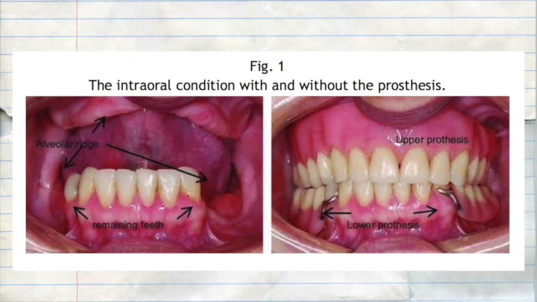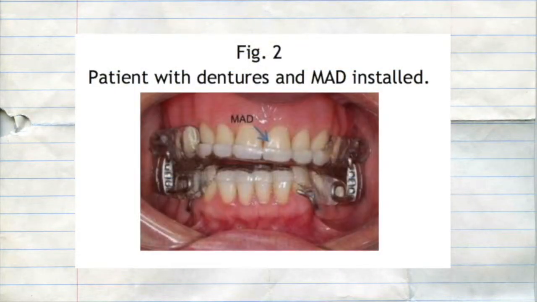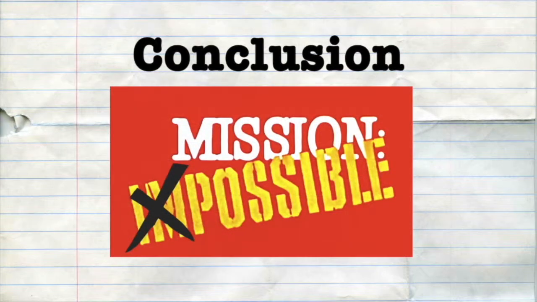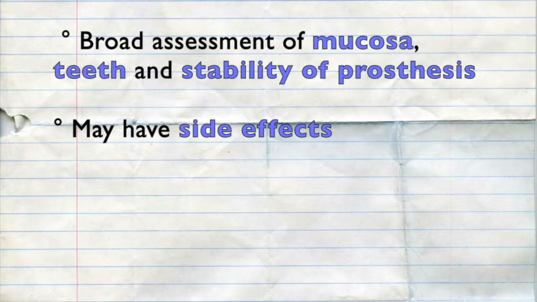Figure 1 shows the intraoral condition with and without the prosthesis. Figure 2 shows the patient with dentures and the MAD installed. Treatment with a mandibular advancement device over a prosthesis may be possible. However, a broad oral assessment is necessary, including mucosa, teeth, and stability of the prosthesis. Monitoring of possible side effects is necessary during long-term treatment.